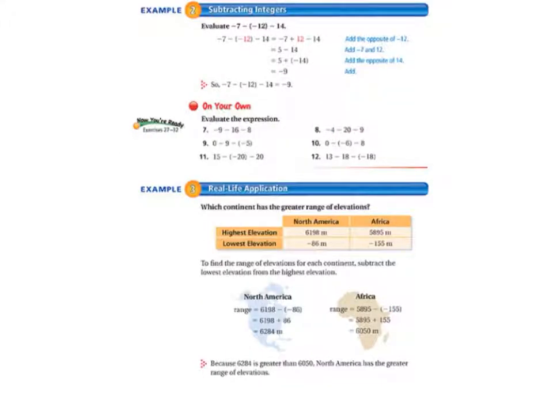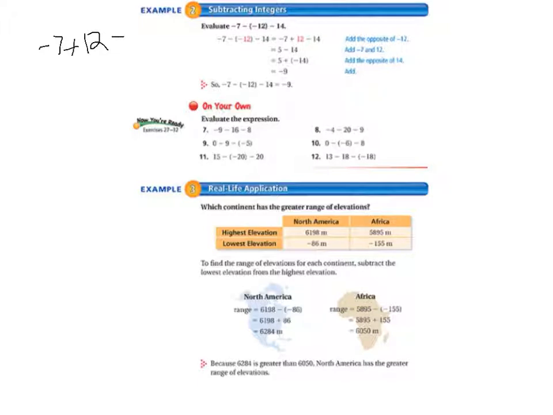Let's move on to example 2. We are still subtracting integers, so we're still going to use the same rule. We just have one more number. So it says evaluate negative 7 minus negative 12 minus 14. So we're just going to take these two numbers at a time. We are going to add the opposite of negative 12, so I'm going to write this off to the side for you. So we are going to keep the same first integer, negative 7. We are going to add the opposite of negative 12, so adding the opposite would be adding a positive 12.